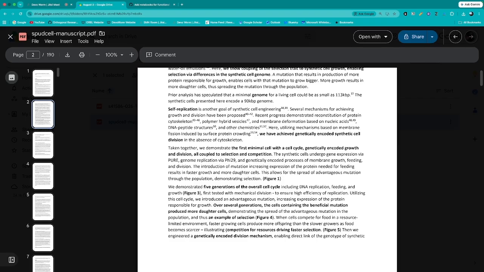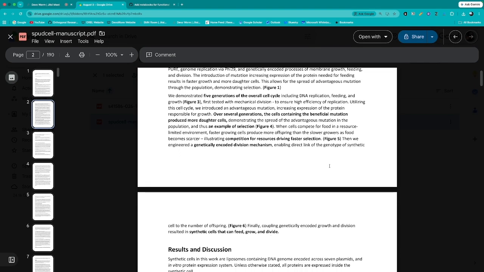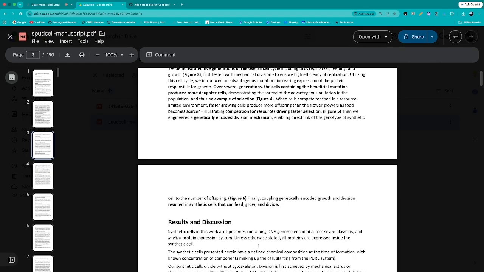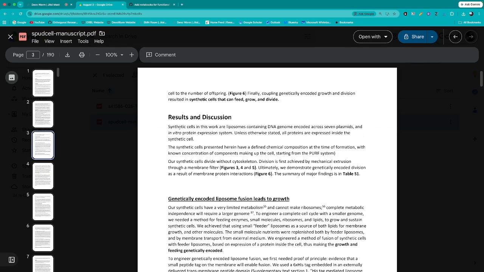Okay, so they're able to illustrate competition for resources. That drives faster selection. Then they were able to engineer a genetically encoded division mechanism, enabling direct link of the genotype of synthetic cells to the number of offspring. And then finally, they were able to couple genetically encoded growth and division, resulting in synthetic cells that can feed, grow, and divide. So they put all those pieces together, and they were able to get a synthetic cell system that mimicked maybe something that you could see in early life, but is also a vehicle for bioengineering workflows. So a little bit about this.